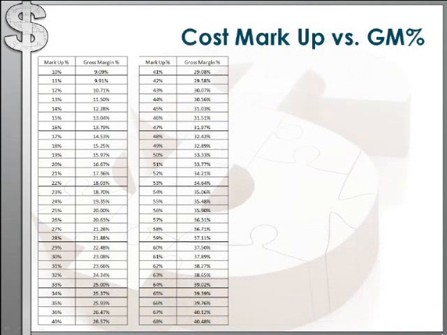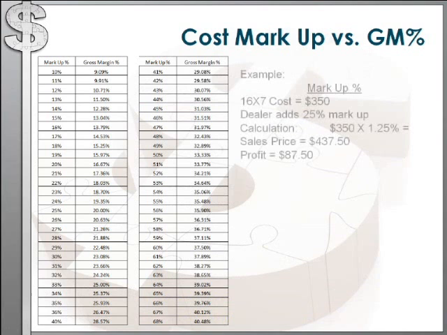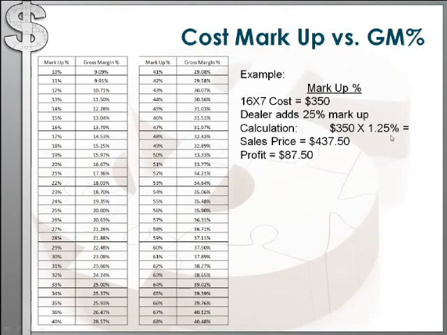In this next slide, what I'd like to do is illustrate the difference between cost markup and gross margin percentage on a specific door. So first we have here a 16x7 that costs $350. And the dealer adds 25% markup over that cost. So to calculate that, it's $350 times 1.25, which equals a sale price of $437.50, a profit of $87.50. What this 25% markup doesn't tell me is exactly what it relates to unless I calculate that out.